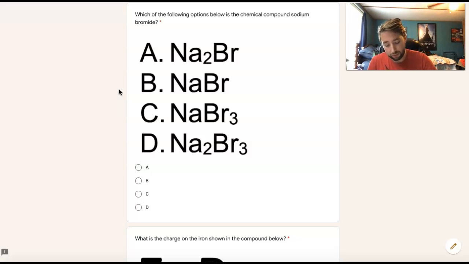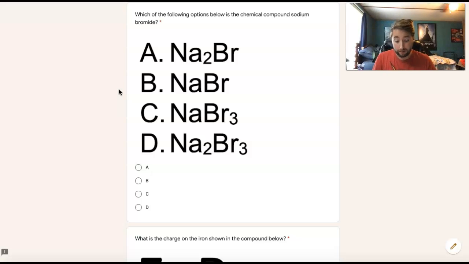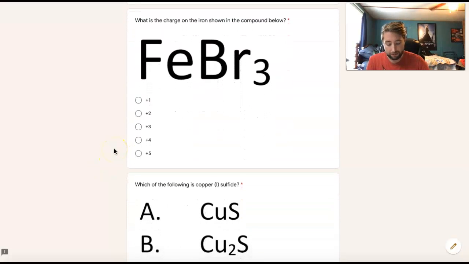So now we're going to move those. We're going to crisscross. We're going to do Na1, Br1, and just like that. And remember, we're not taking the signs. We're just taking the numbers. And since they're both ones, we don't have to write them. So it's just going to be NaBr, which is letter B.